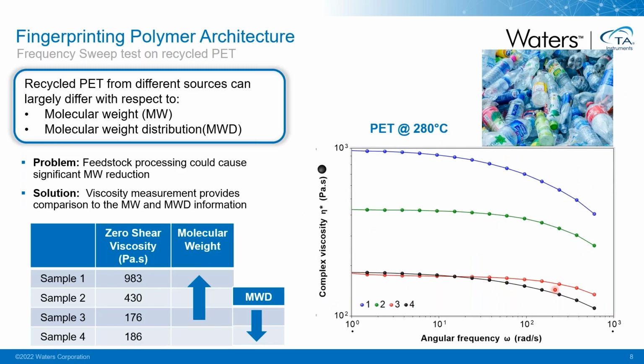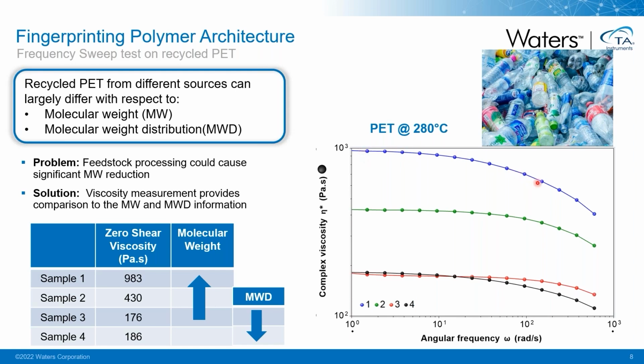Here is one good case study comparing the molecular weight of 4 recycled PET resins from different sources. Even though these feedstocks may contain a small amount of unknown impurities, it is still reasonable to use this rheological method to compare the differences in their molecular weight. From this figure on the right, we can clearly see that the viscosity of sample 1 is high and is close to the viscosity of virgin PET.